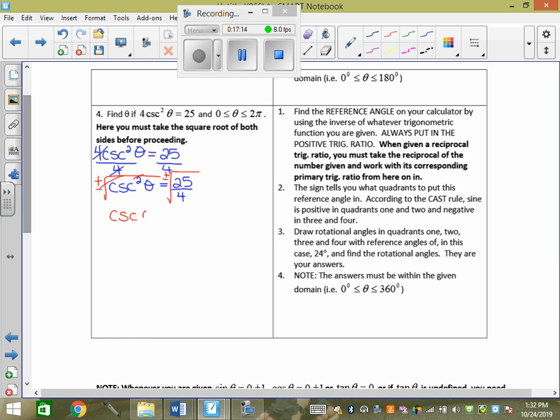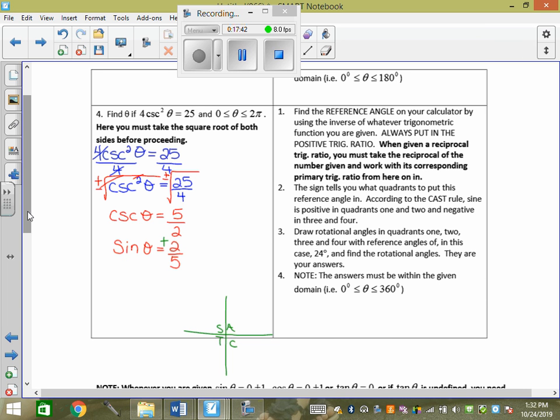So I have cosecant theta equals 5 over 2, which is a really nice answer. But I don't have a second cosecant button. So I'm going to have to switch it to sine theta equals 2 over 5. And then I can carry on. And it's a positive 2 over 5, right? So I know cast rule-wise, it's going to be in 1 and 2, because the actual fraction itself is positive. So it's where sine is positive. So it's here and here. So I can get my terminating arms right off the bat if I want to.